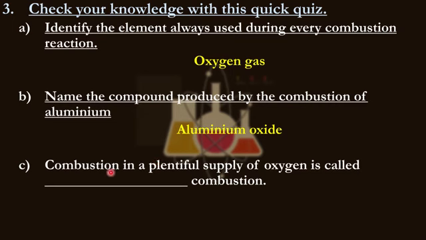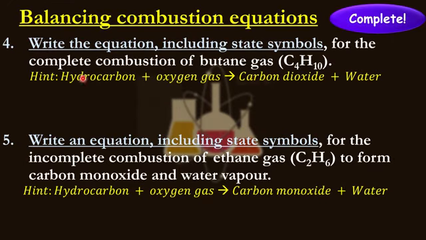Then C, combustion in a plentiful supply of oxygen is called what type of combustion? If you have excess oxygen, then it is a complete combustion. Number 4, write the equation including the state symbols for the complete combustion of butane gas. Now, if you remember, butane is a hydrocarbon, so we said that a hydrocarbon plus oxygen gives carbon dioxide and water. We already know what the symbols for oxygen and carbon dioxide are, so that's not really an issue.